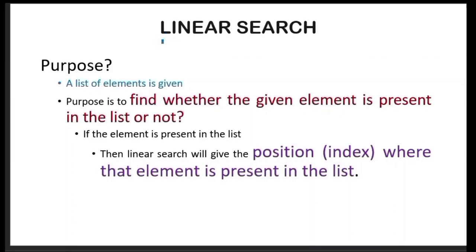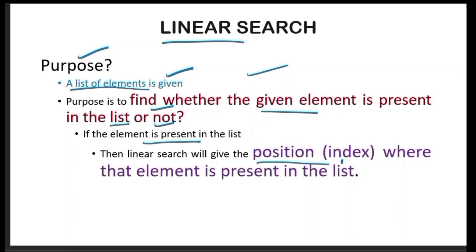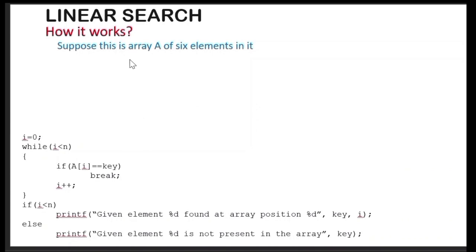In this video, we will see what is the purpose of linear search and how it works. So, in linear search, first a list of elements is given and the purpose is to find whether the given element is present in the list or not. If the element is present in the list, then the linear search algorithm will give you the position index where that element is present in the list. So let's see how the linear search algorithm works.